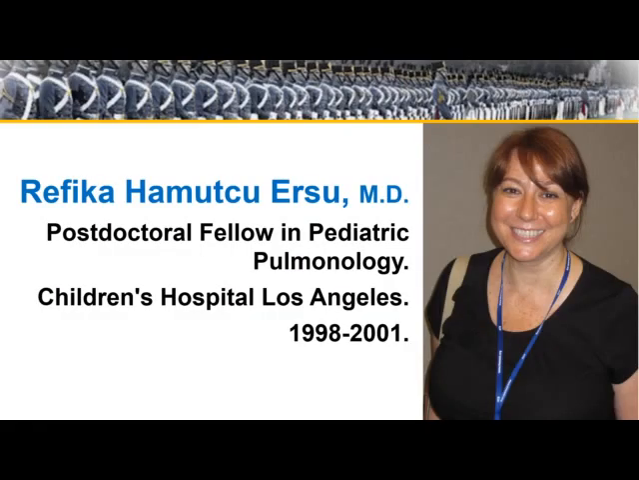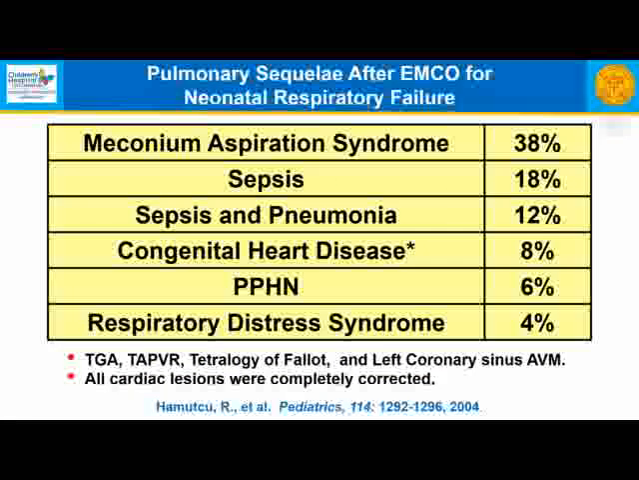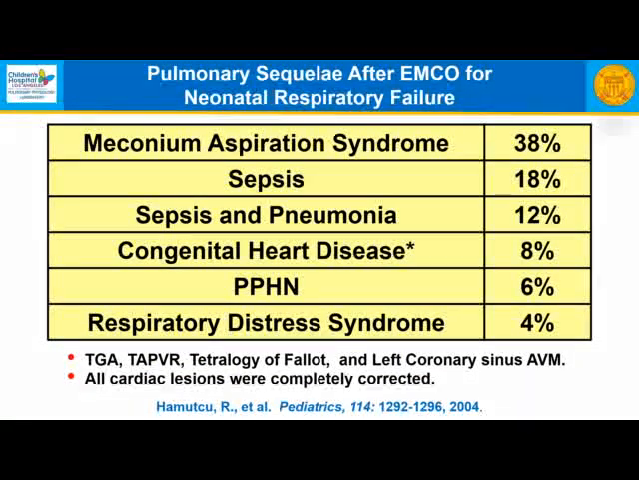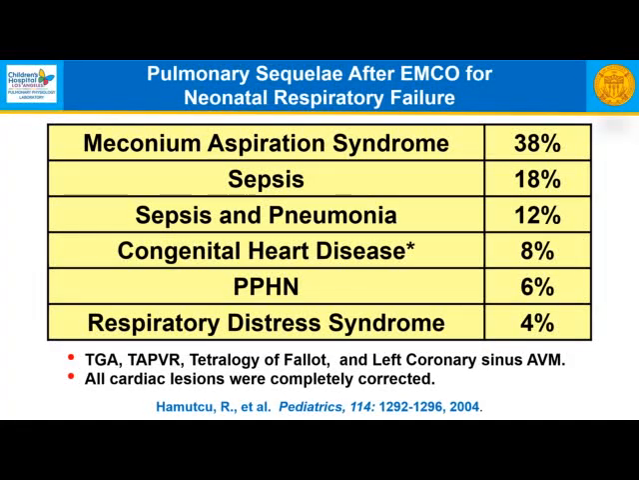Rafika Hamuchu, a pulmonary fellow at Children's Hospital Los Angeles, 1998-2001, looked at 50 children who had ECMO for neonatal respiratory failure, compared to 27 controls, mean age around 11. Gestational age and birth weights are shown here. The reason for the use of ECMO was meconium aspiration syndrome in most, sepsis and pneumonia, congenital heart disease, persistent pulmonary hypertension in the neonate, and respiratory distress syndrome.